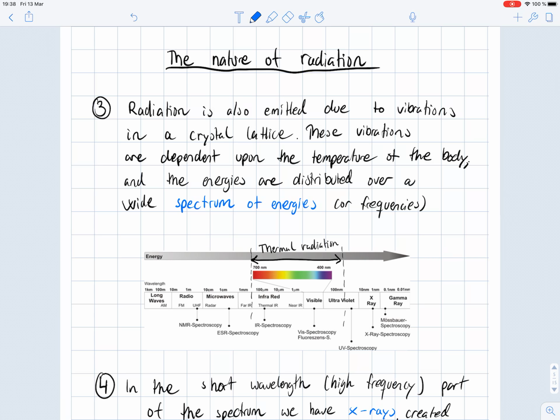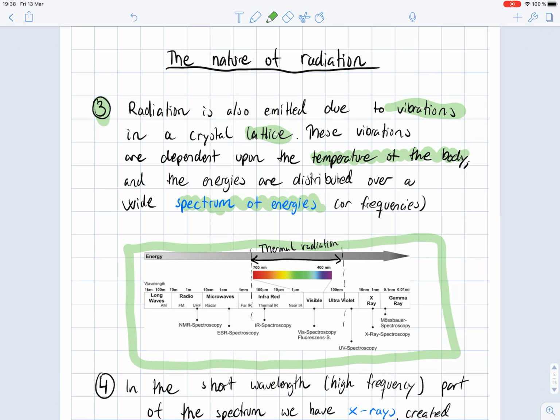In addition to this excitation mode, radiation is also emitted due to vibrations in a crystal lattice. And these vibrations depend upon the temperature of the body as well. However, these energies are not discrete in the same sense as the energy emitted from the orbitals are. They are distributed over a spectrum of energies. And of course, energy is still equivalent to frequencies, so we can plot it as a function of frequency as well. This is the spectrum in question.